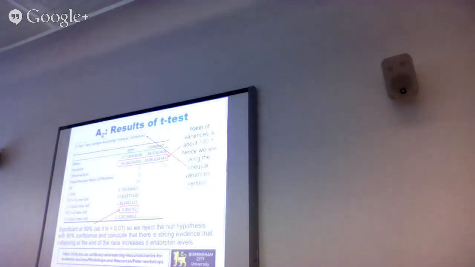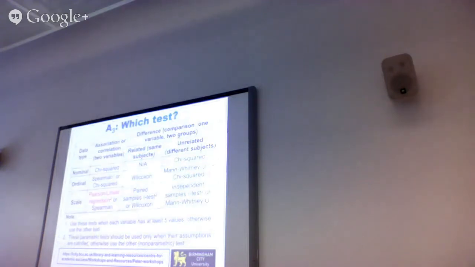Okay, so the conclusion is that collapsing at the end of the race is different from just finishing the race normally. They are from different samples. But we're only 99% sure now, rather than 99.9.